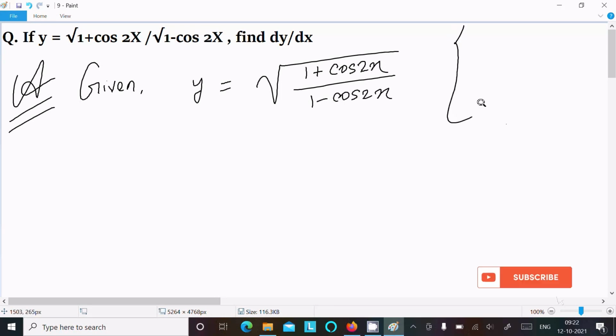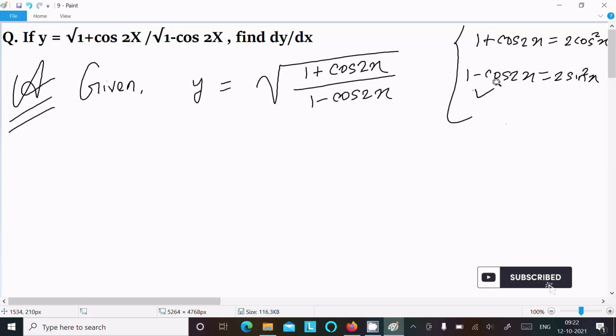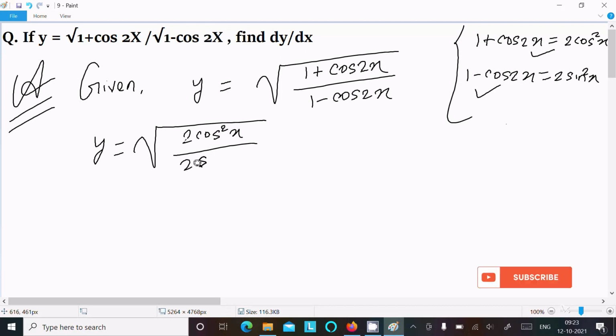So we can easily achieve the output if I use this formula: 1 plus cos 2x is 2 cos square x, and 1 minus cos 2x is 2 sin square x. So these two formulas you should remember. So writing here, y equals 2 cos square x divided by 2 sin square x. This 2 cancels.